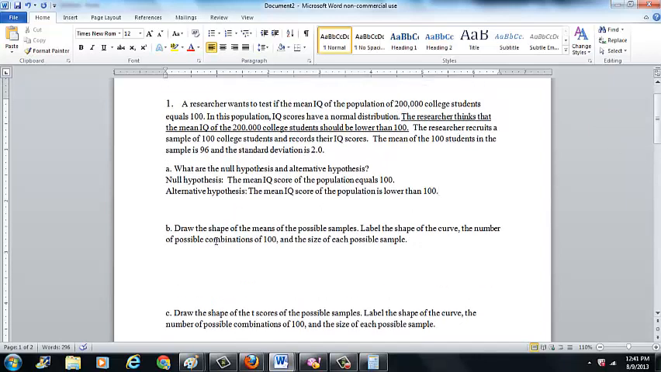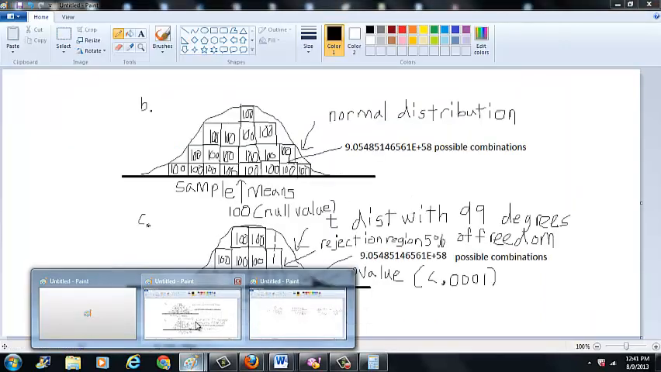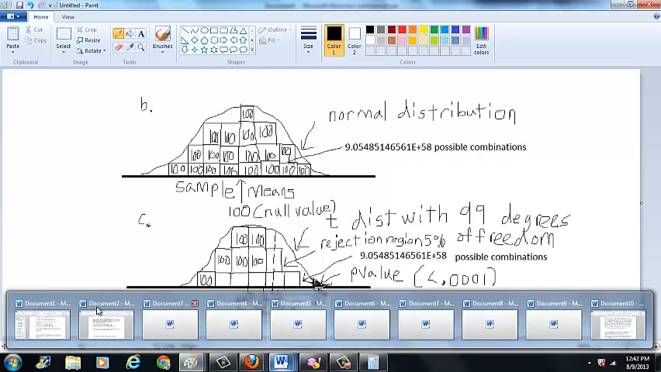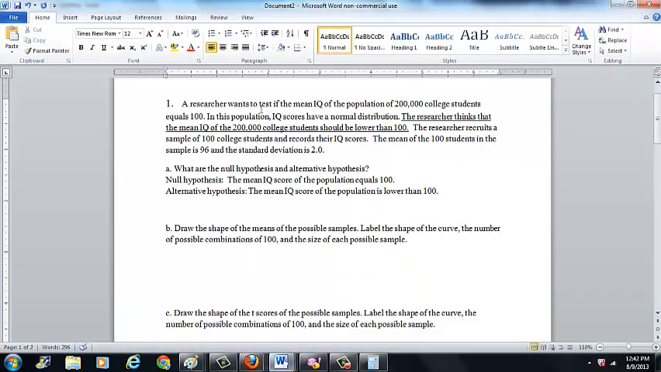Then it says, draw the shape of the means of the possible samples, label the shape of the curve, the number of combinations of 100, and the size of each sample. This is just doing part B all over again. You'll do it the same way you did here. You have to figure out what your shape is, what the shape of the sample means are. We can figure that out by looking inside the question. It says, IQ scores in this population have a normal distribution, which means that the sample mean curve will be normal.